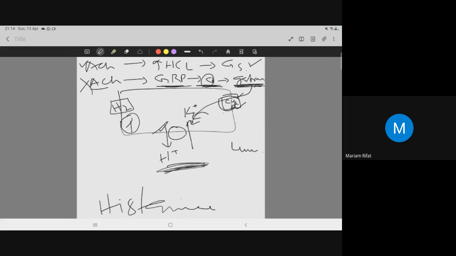H2 is only limited to your gut. Okay, this you have to remember. That's why these drugs are very specific. Otherwise, histamine also has very adverse effects. Okay, antihistamines do carry their own adverse effects.